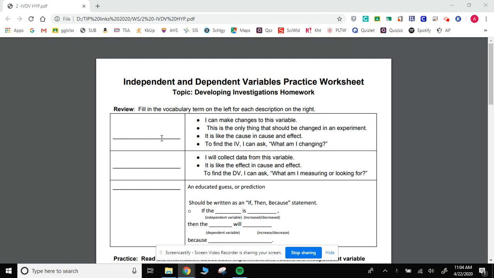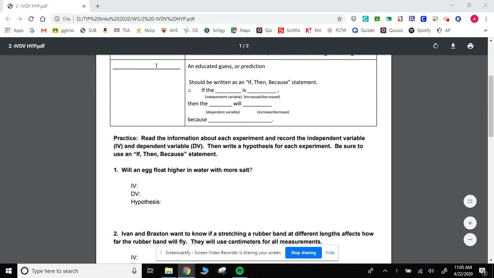So this first blank here is supposed to be the independent variable. The second blank is supposed to be the dependent variable. And this last blank here is supposed to be the hypothesis, although we're not going to worry about the because part of that. We're going to focus on the if part and the then part.